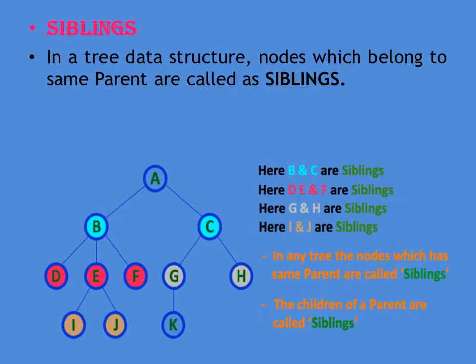Siblings. In a tree data structure, the nodes which belong to same parent are called as siblings. Here, B and C are siblings as they belong to the same parent, which is A.